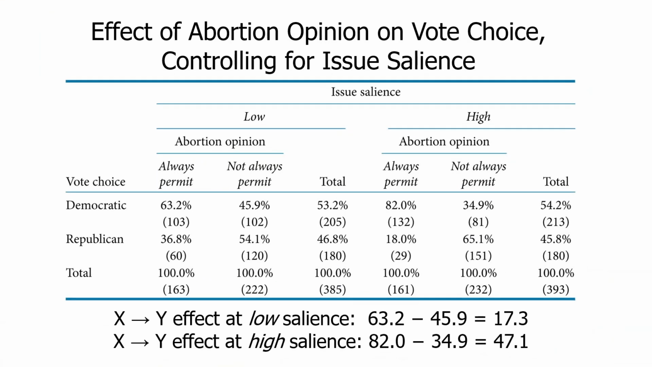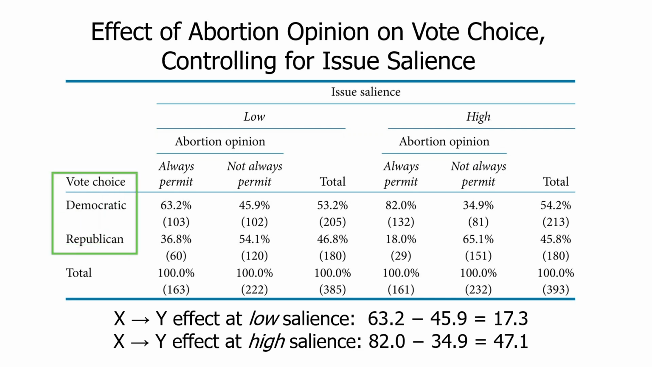It's a controlled cross-tabulation, just like the previous example. In this case, issue salience, we've divided the sample into those who give the abortion issue lower importance, lower salience, and those who give it higher importance, higher salience. So that's our control variable. We have vote choice, Democratic, Republican, as the dependent variable.